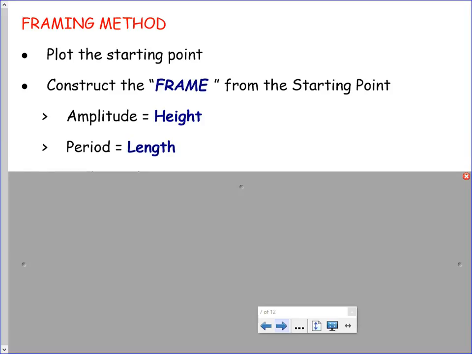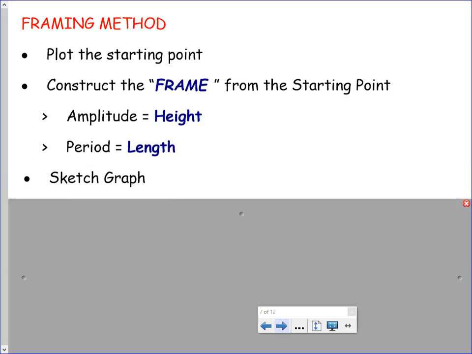Period is going to be your length. So you'll use amplitude to do the vertical, you'll use period to do the horizontal. And that will help us construct all those labels that we would have on our frame. And then we're going to sketch the graph.